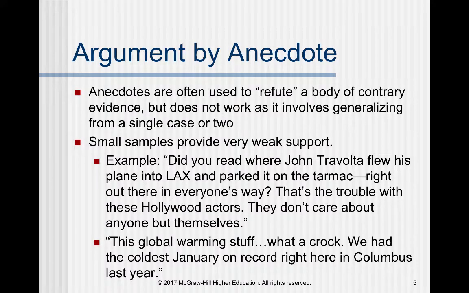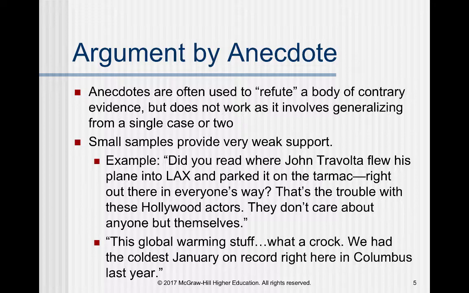An anecdote is a short account of a particular incident or event. In arguments, they are often brought up to support general claims. Unfortunately, they're often the only piece of evidence presented to support the conclusion, and again, one example is simply not enough. Here's an example of what I'm talking about.